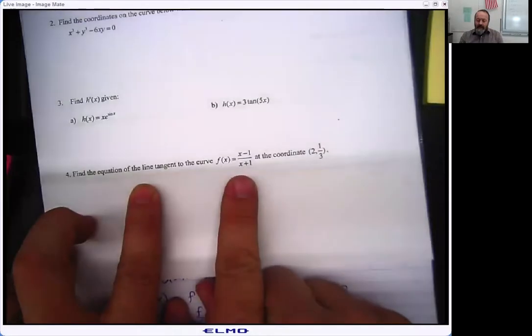All right, let's check out number 4 through 6. In question number 4, the first thing that we're going to do is try to find the equation of the line tangent to the curve at a point.